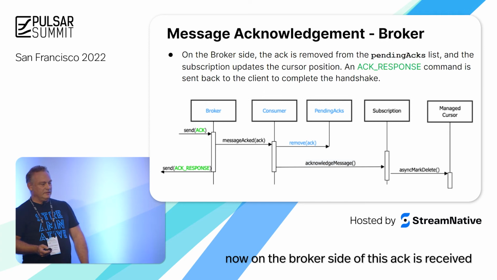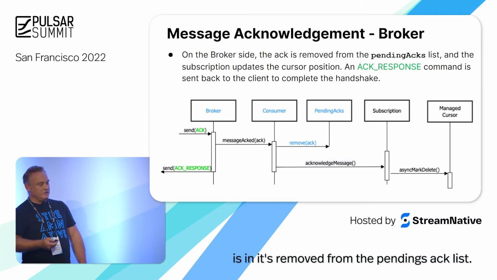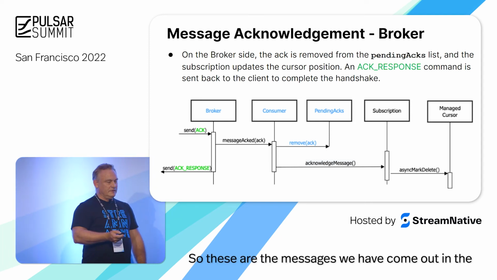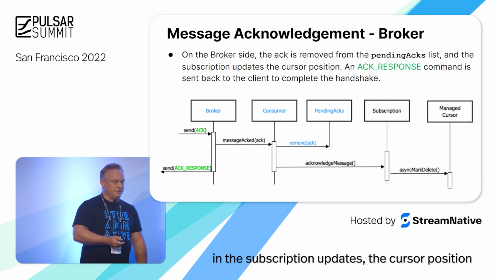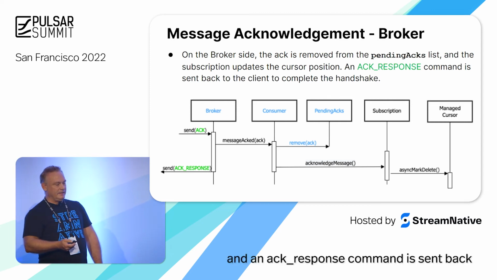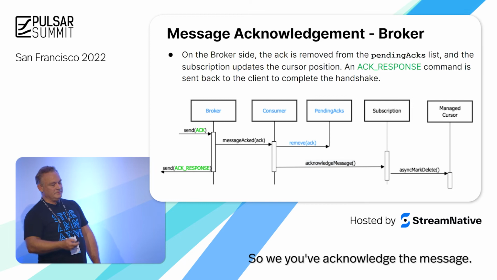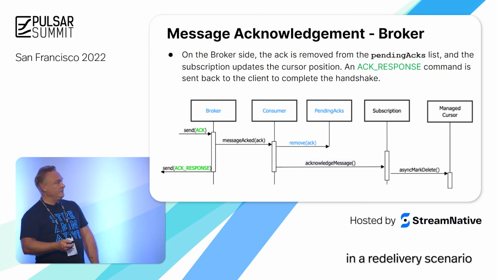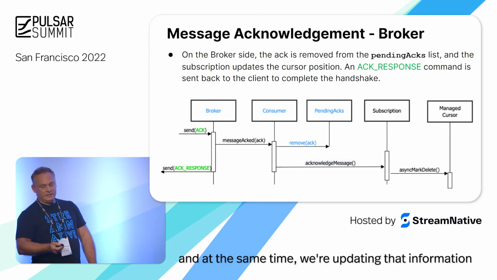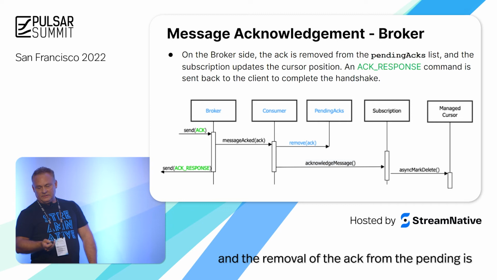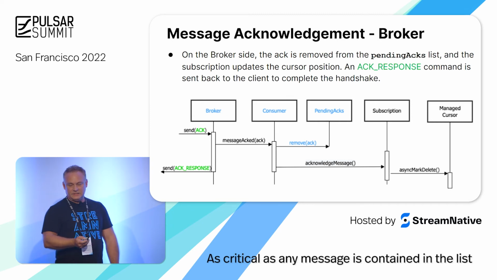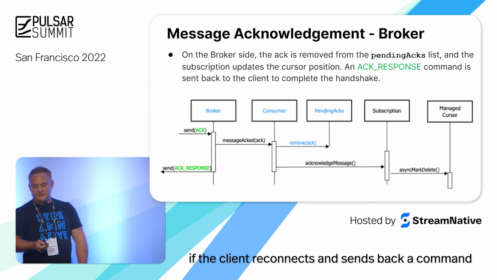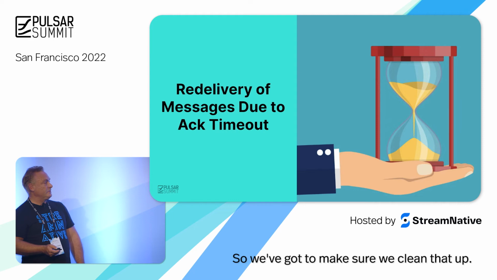Now on the broker side, this Ack is received and it's removed from the pendings Ack list. So again, we sent them out earlier, so these are the messages we have. Come out and the subscription updates the cursor position, and an Ack response command is sent back to complete the handshake, right? So you've acknowledged the message. We do the bookkeeping on our side to say, okay, we're not going to send this in a redelivery scenario, and at the same time we're updating that information, and the removal of the Ack from the pendings Acks list is critical, as any messages contained in this list will be redelivered if the client reconnects and sends back a command asking for all the unacked messages, right? So we've got to make sure we clean that up.